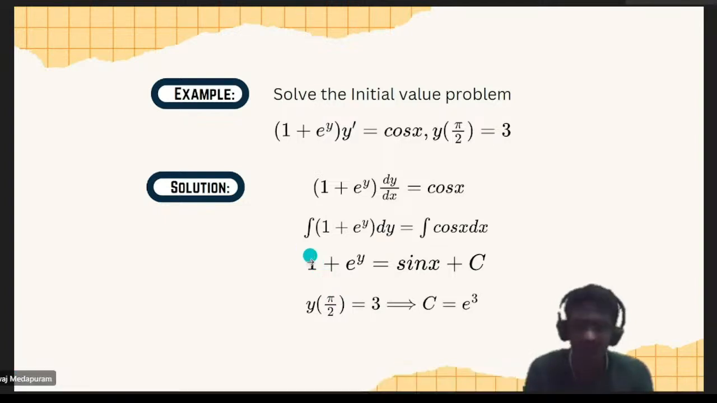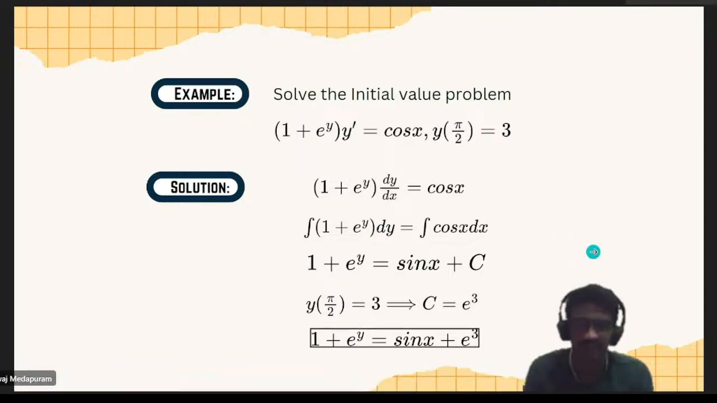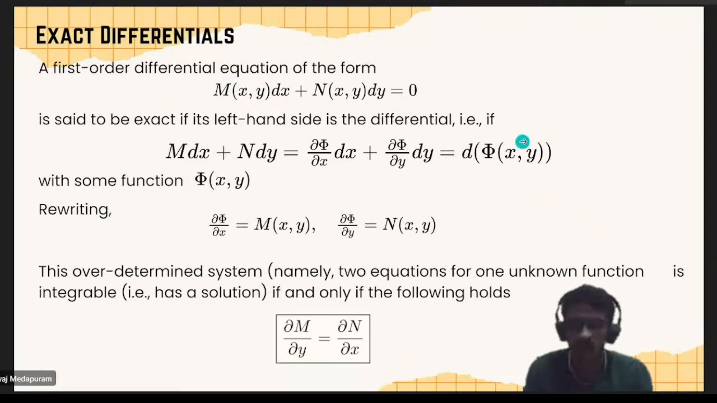Sorry for the typo. Here there should be a y, and you obtain c as e cube. So the function equation is y plus e power y equal to sin x plus e cube. I mention again, here there should be a y. It's just a typo. Sorry again.